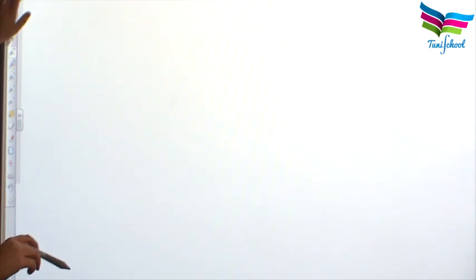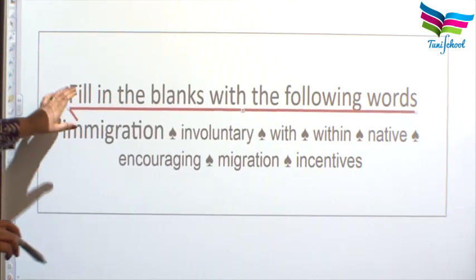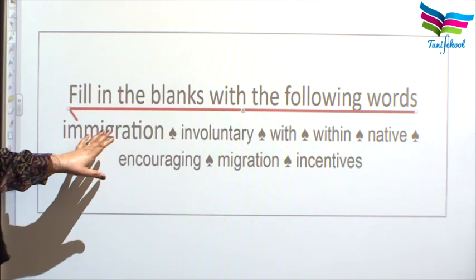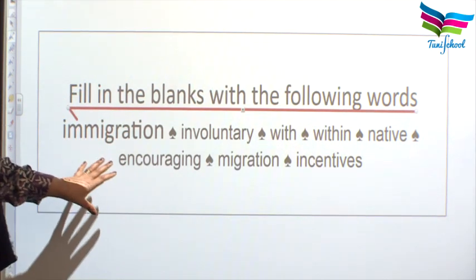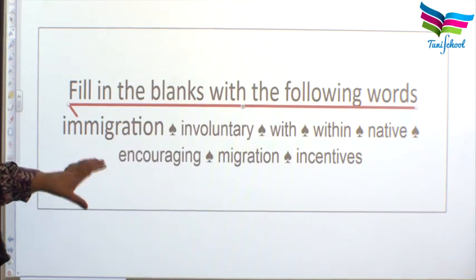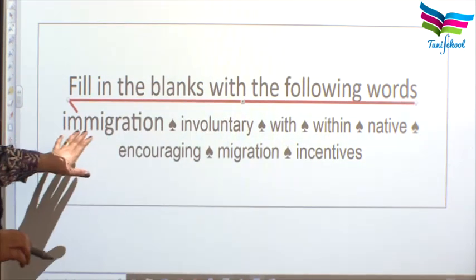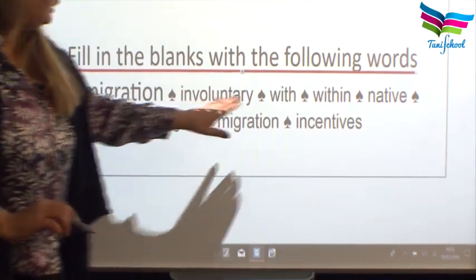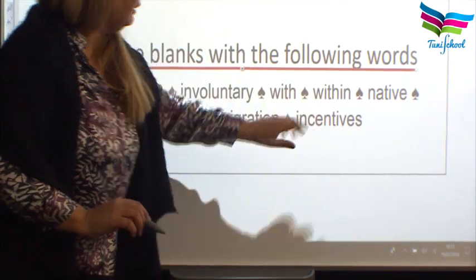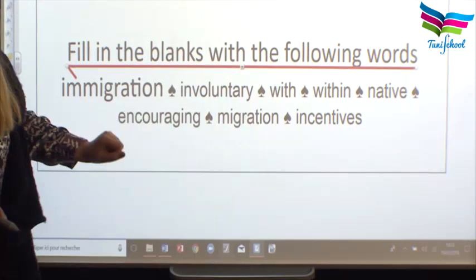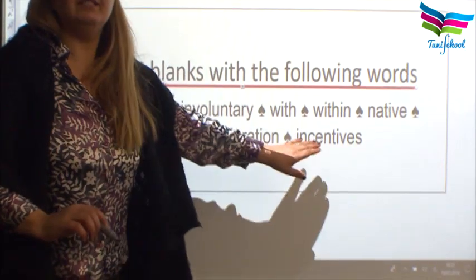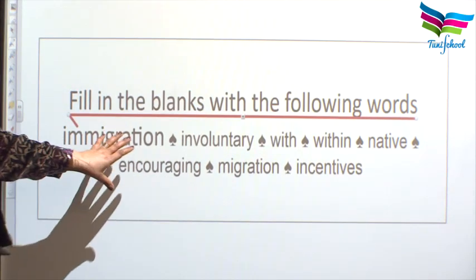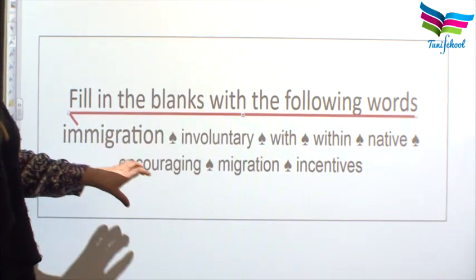Okay? Now, let's find the page. Okay, we are going to use these verbs to fill in the blanks in a paragraph about brain drain and the different terms here. So we have immigration, involuntary, with, within, native, encouraging, migration, and incentives. We are going to put these words in their contexts.